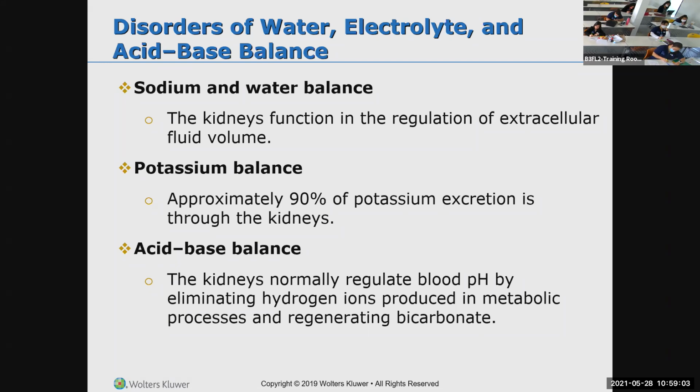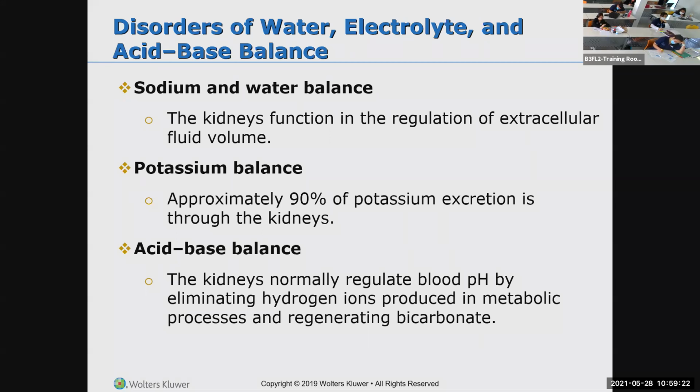Potassium. Approximately 90% of potassium excretion is through the kidney. If I'm suffering from chronic kidney disease, my potassium needs to be restricted, my sodium needs to be restricted, my water needs to be restricted.